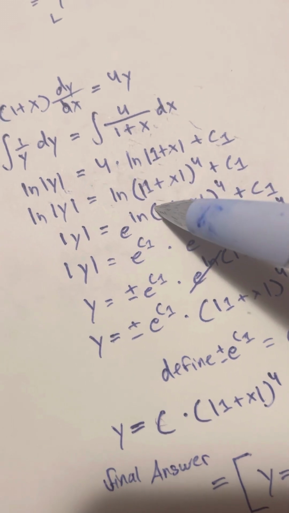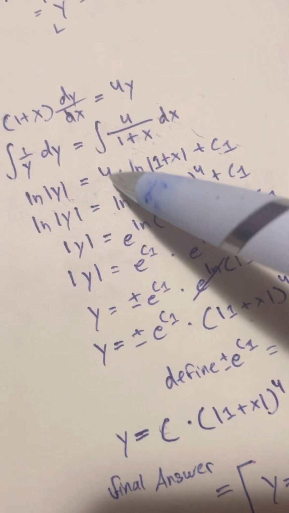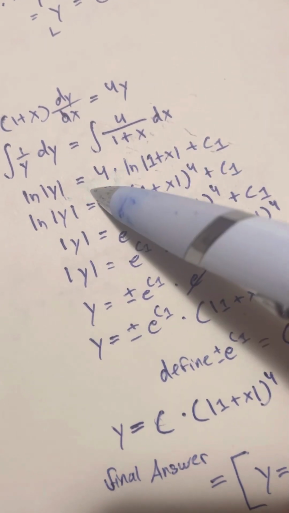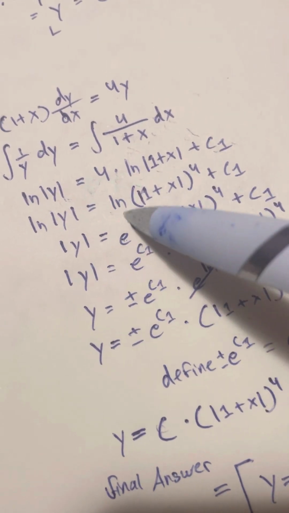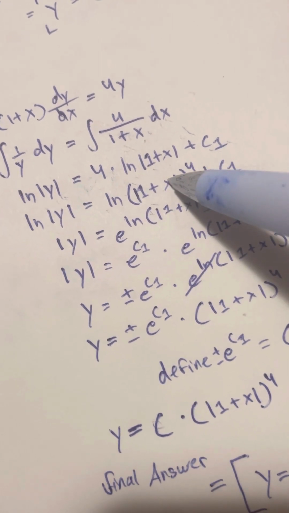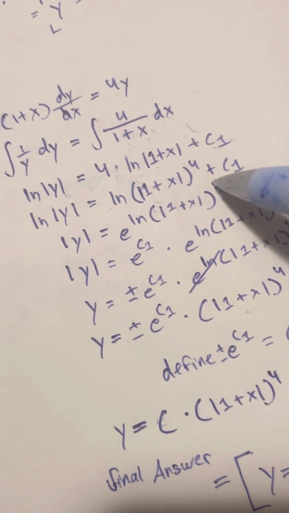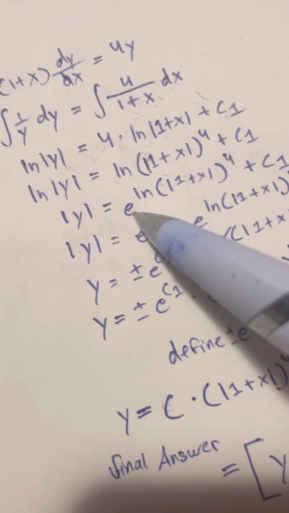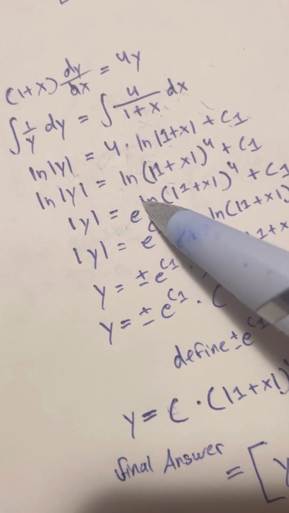And here what we could do, remember from logarithmic rules, is that if you have a constant in the front, or you have a constant as an exponent, you can move it. Well, we have a constant in the front, so we could just move it to the top here. So we'll get ln of absolute value of 1 plus x to the power of the constant 4, plus c1. And here, to remove the logarithm, easy trick again, you just add an e to this side.